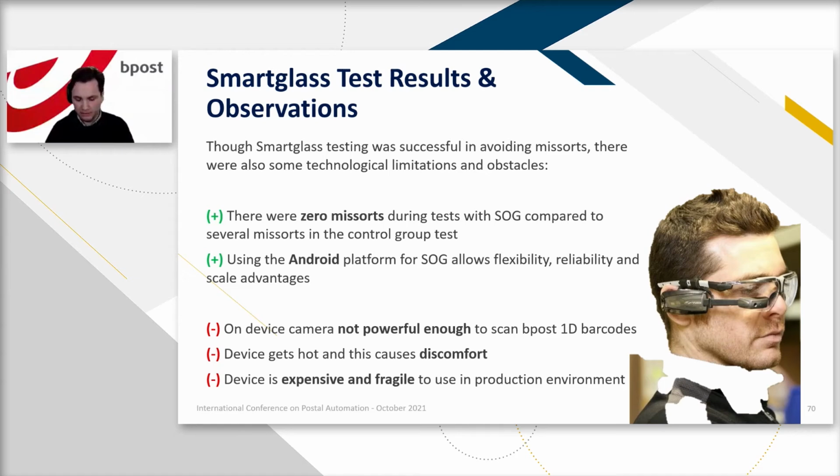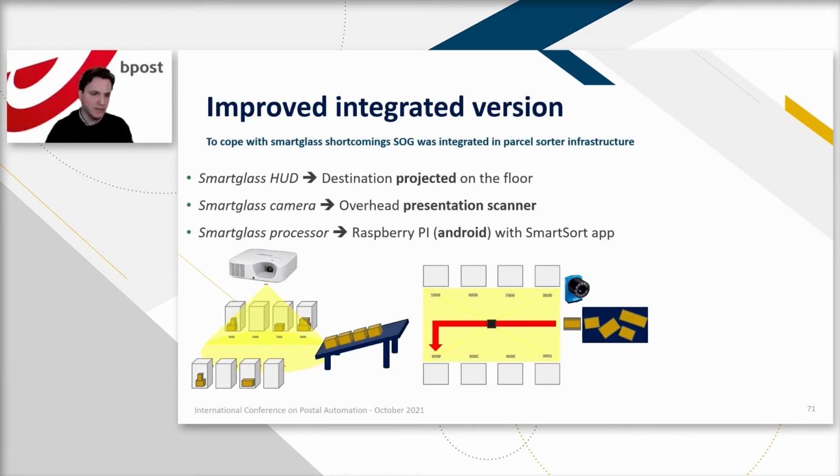So we went back to the drawing board and said, okay, let's think about improvements. Instead of having all the hardware worn by the operator, let's integrate it into the environment of the operator. That's where we came to the second version, which was integrated into the environment. Practically, we just removed the smart glass and the ring scanner. We replaced the heads-up display with a destination projected on the floor.